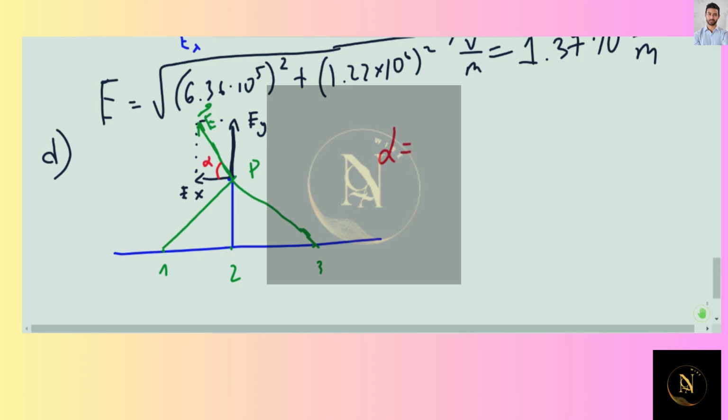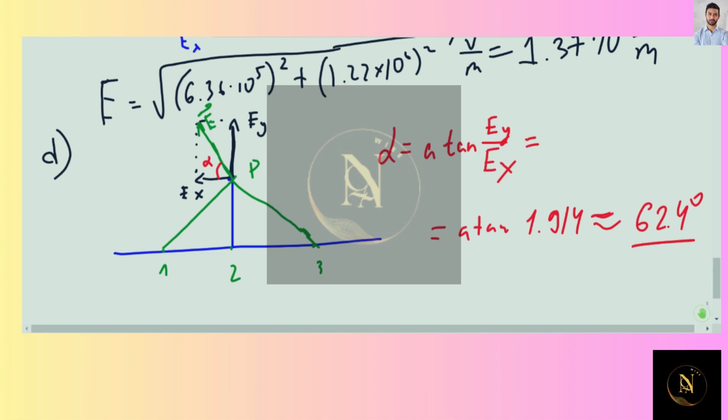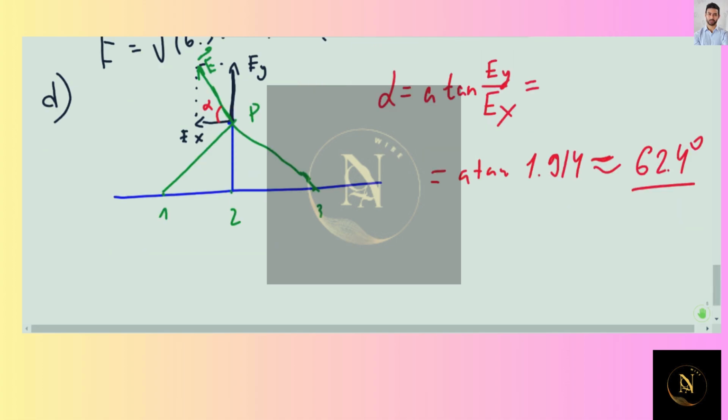Alpha equals the arctangent of Ey over Ex, which equals the arctangent of, let me use a calculator again, which equals the arctangent of 1.914, which is roughly 62.4 degrees. So this is the direction of the electric field at point P.